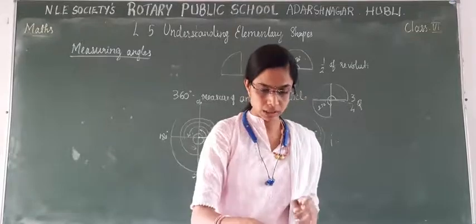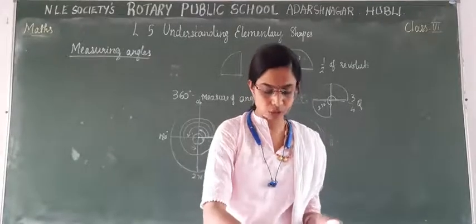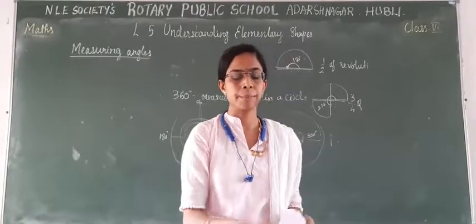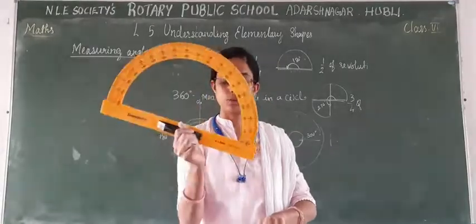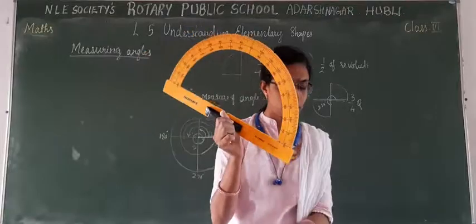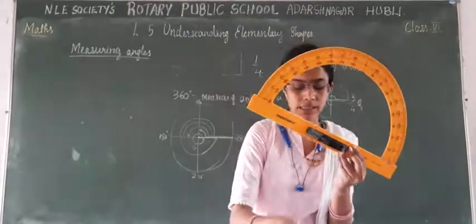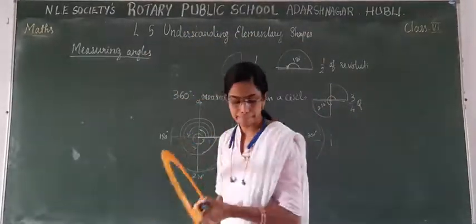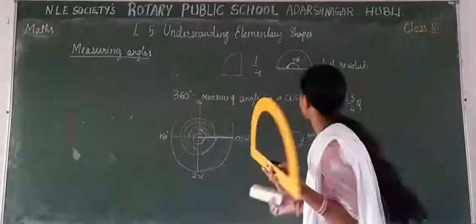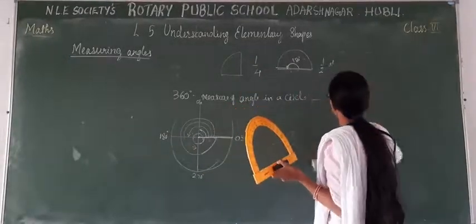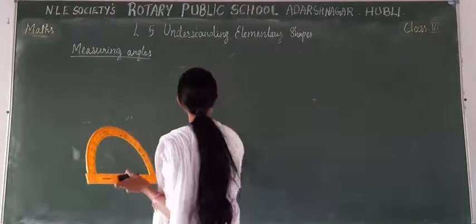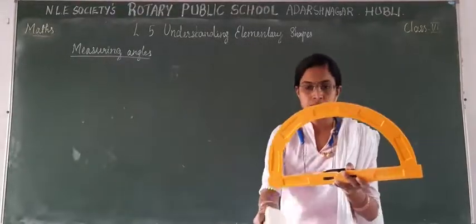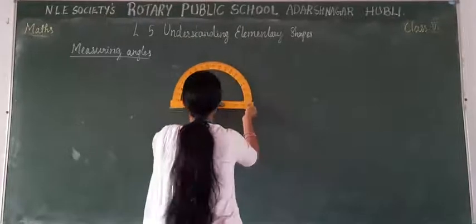But what do we call the instrument which is used to measure the angles in a circle? Protractor. We call this a protractor. A protractor resembles a semicircle. So place it like this.